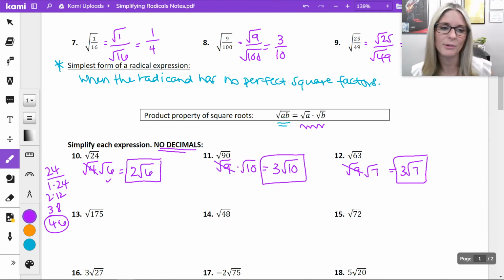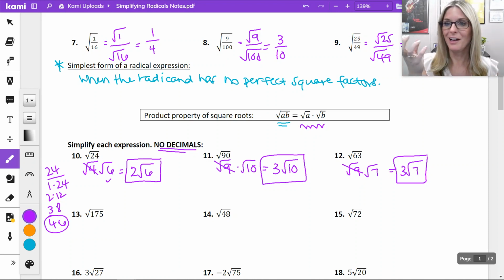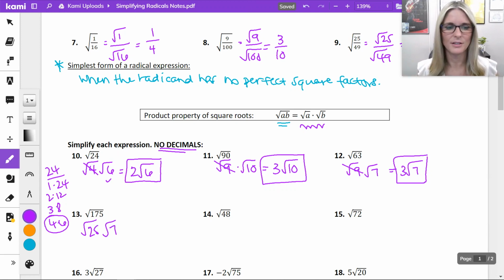Number 13, the square root of 175. I hope it's jumping out at you. The factor of 25 will go into 175 because, like, I think about money and quarters, and that is a perfect square. So let's see. 25 times what is the 175? 7. So the square root of 25 is 5. There is definitely no other way I can break down the square root of 7. So final answer there, 5 radical 7.